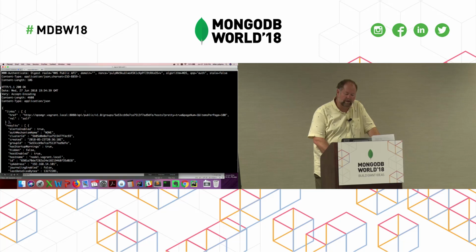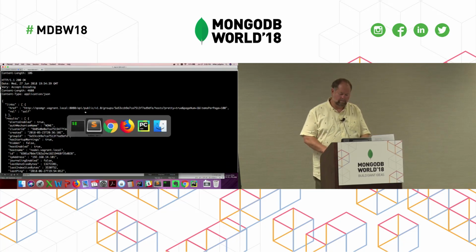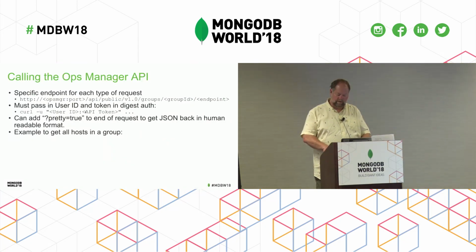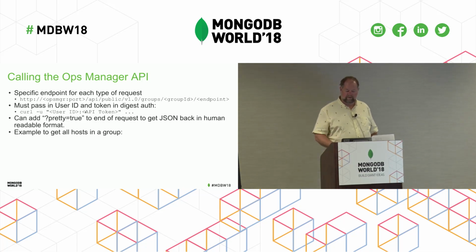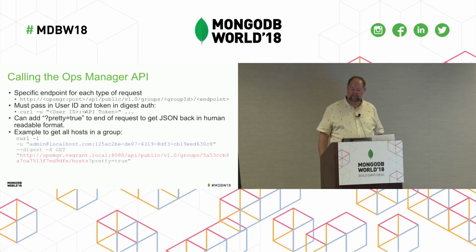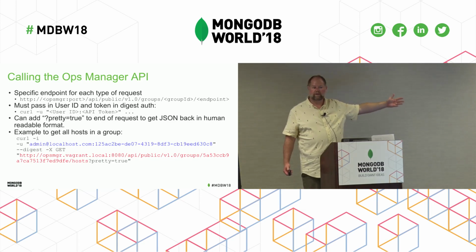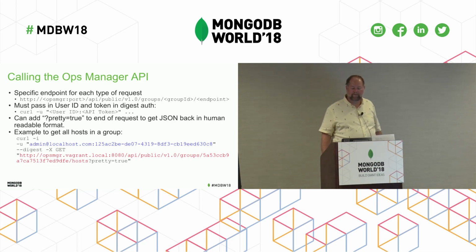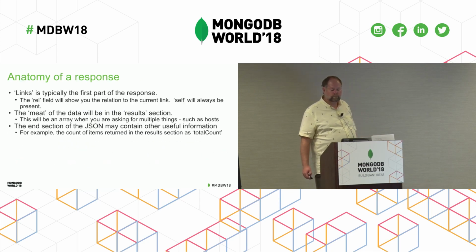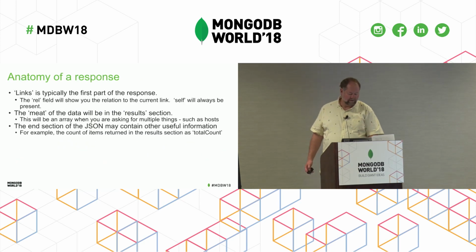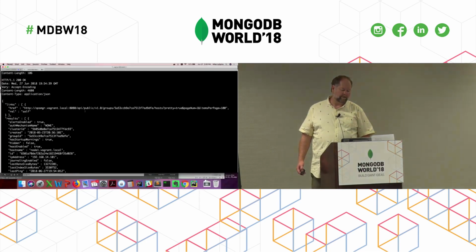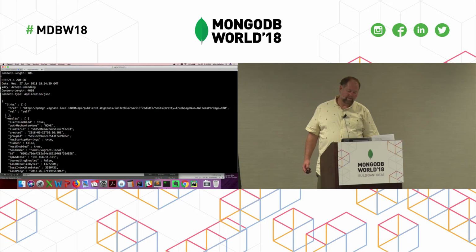And then as far as what we return, let's go back to the presentation. So there's that example, curl. I don't know if that's any easier to read than it was in the terminal, but that's basically the same command there. So, anatomy of a response. We have this links section that usually is the first thing returned. So you can see that up here.